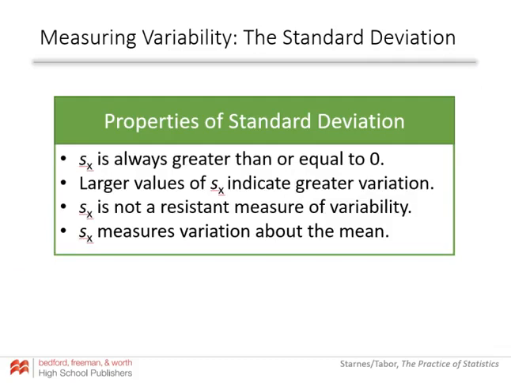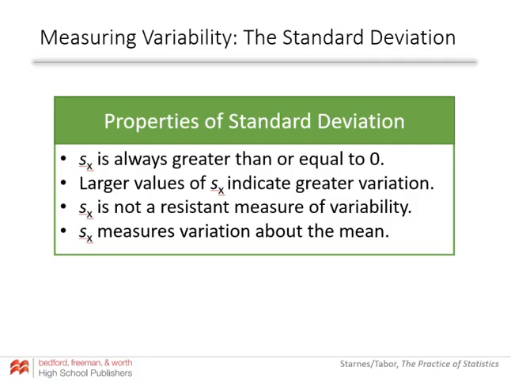So things you need to know about standard deviation. It has to be greater than or equal to 0. The only way it could be equal to 0 is if every number in the data set is exactly the same. So if my data set is 5, 5, 5, 5, then I would have a standard deviation of 0 because there is no variation. Every number is the same.